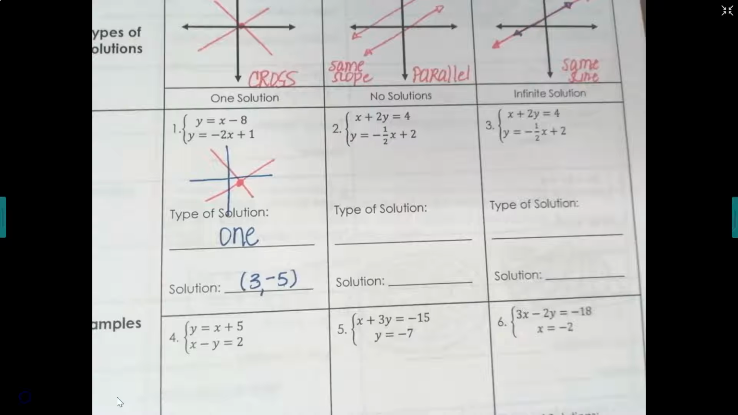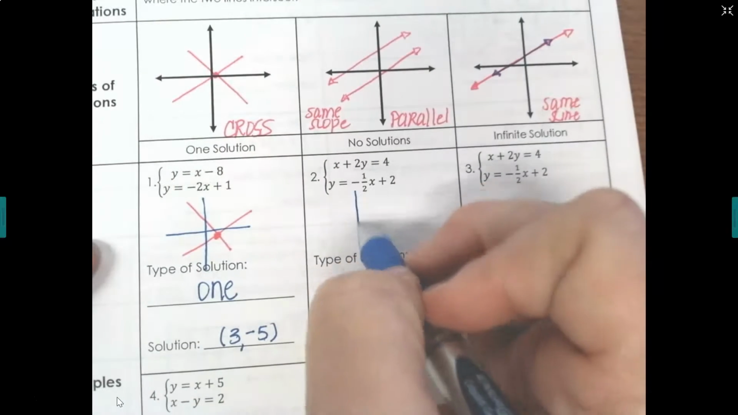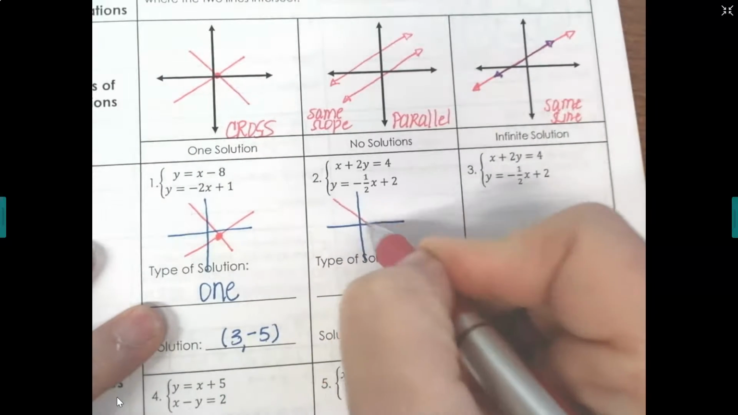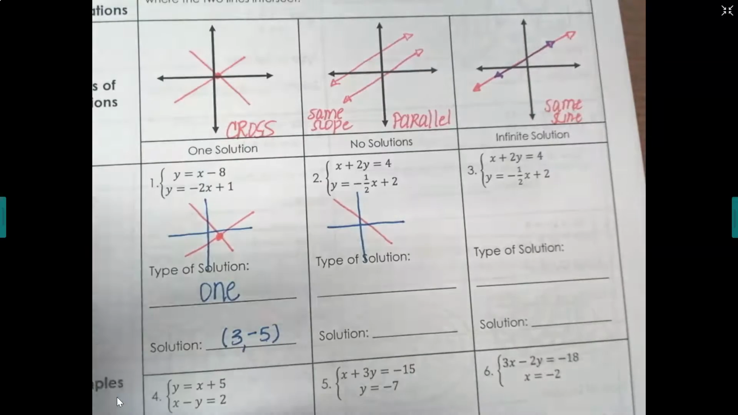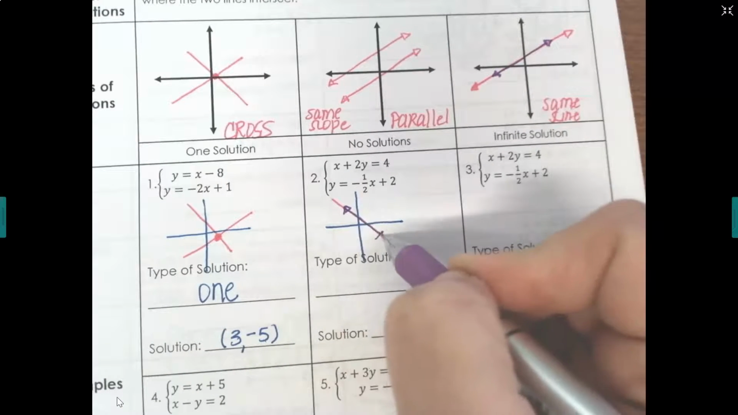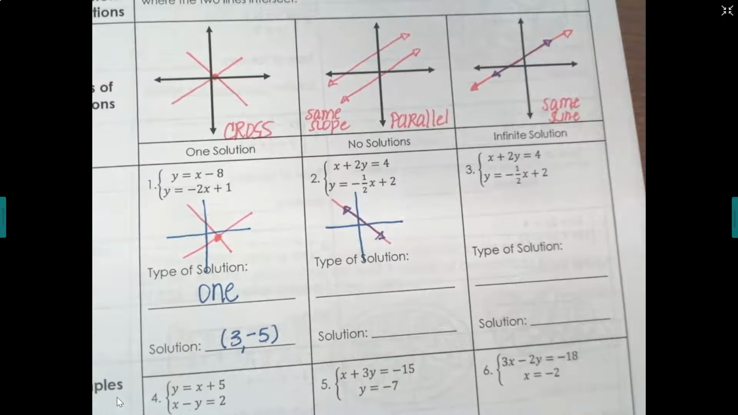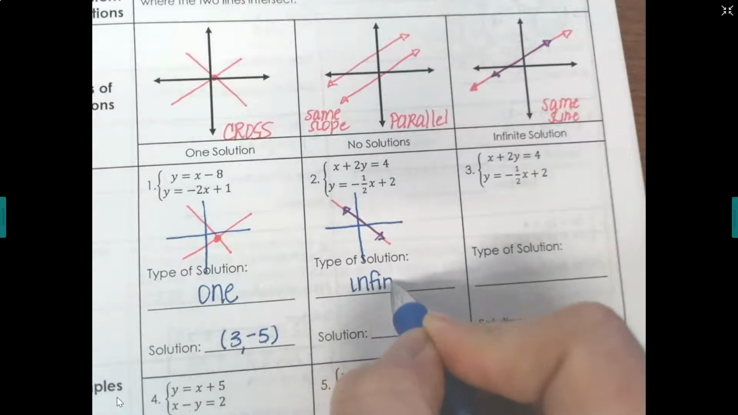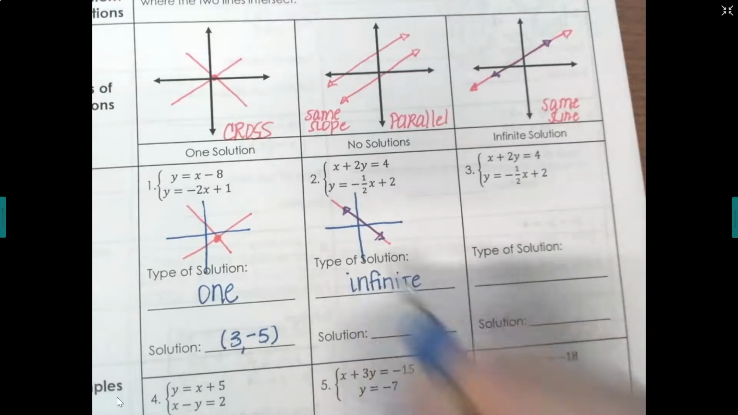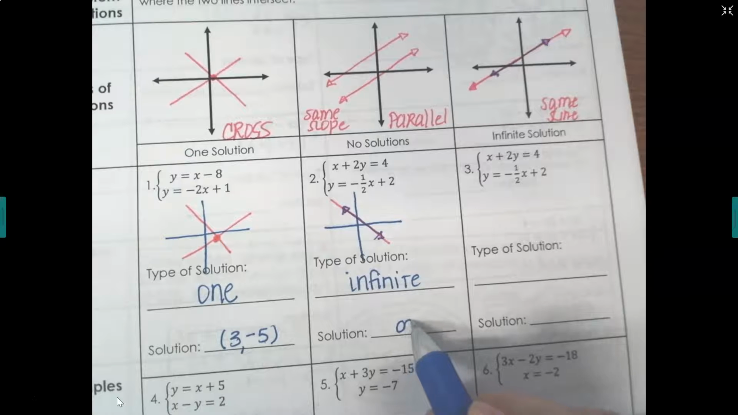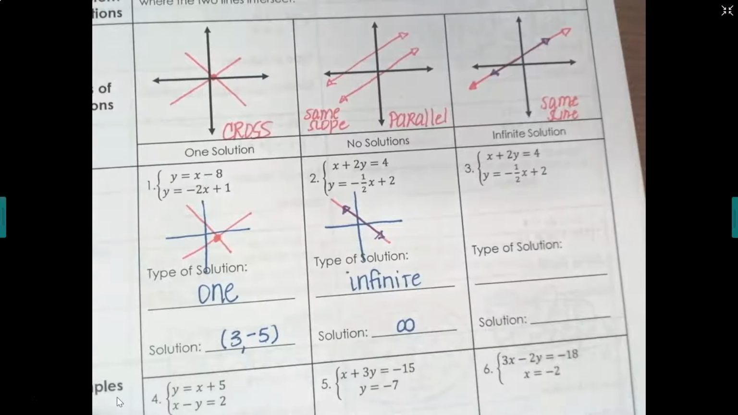Okay. So when it's one line, let's draw what that looks like. We had our graph, and we had one line, and then we had another line sitting on top of it. Okay, so they share all of the points, so that means there are infinite solutions. For infinite solutions, how you write that is a sideways 8. That's the infinity sign right there.